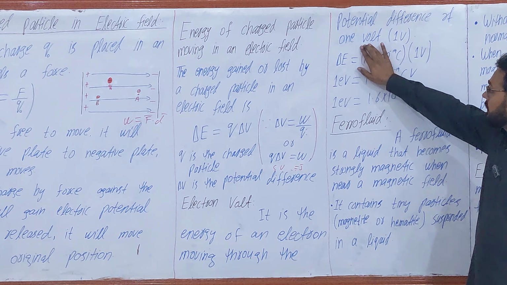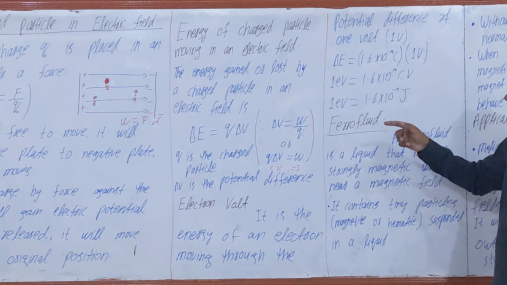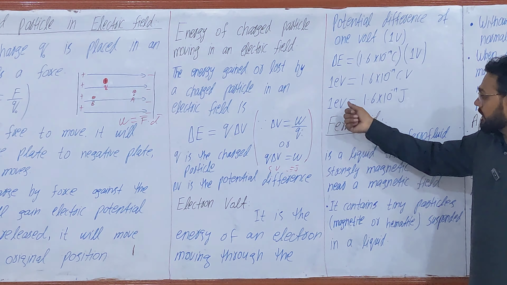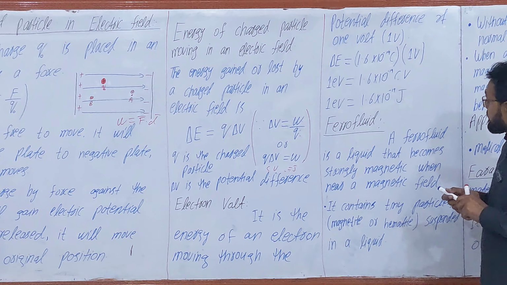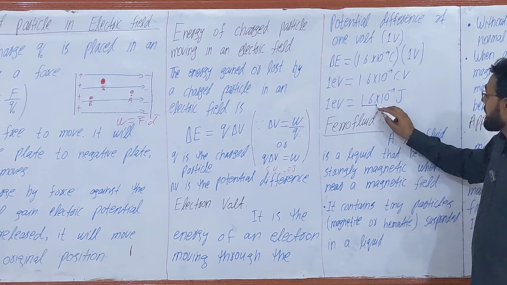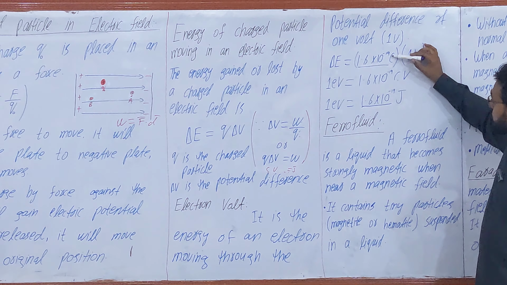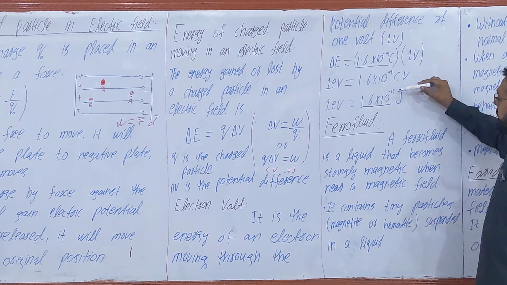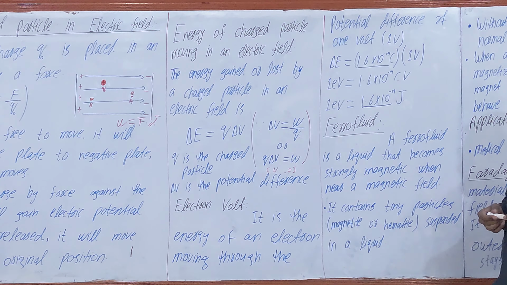If the potential difference is 1 volt, the energy of the electron moving through that potential will be 1 electron volt. Here, 1.6 multiplied by 10 to the power minus 19: if the unit is coulomb, it's the charge of the electron; if the unit is joule, it's the energy of the electron. This energy is known as 1 electron volt energy.